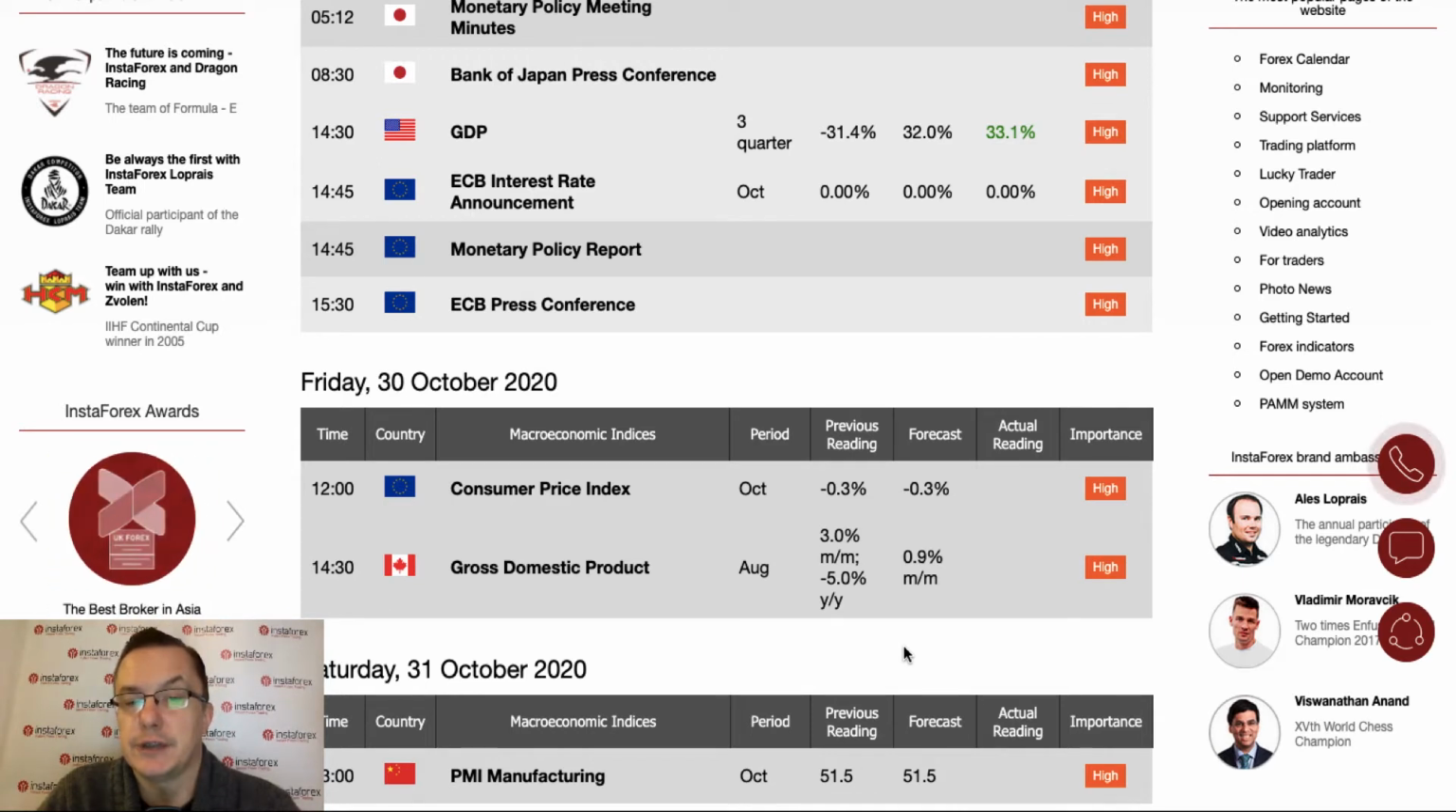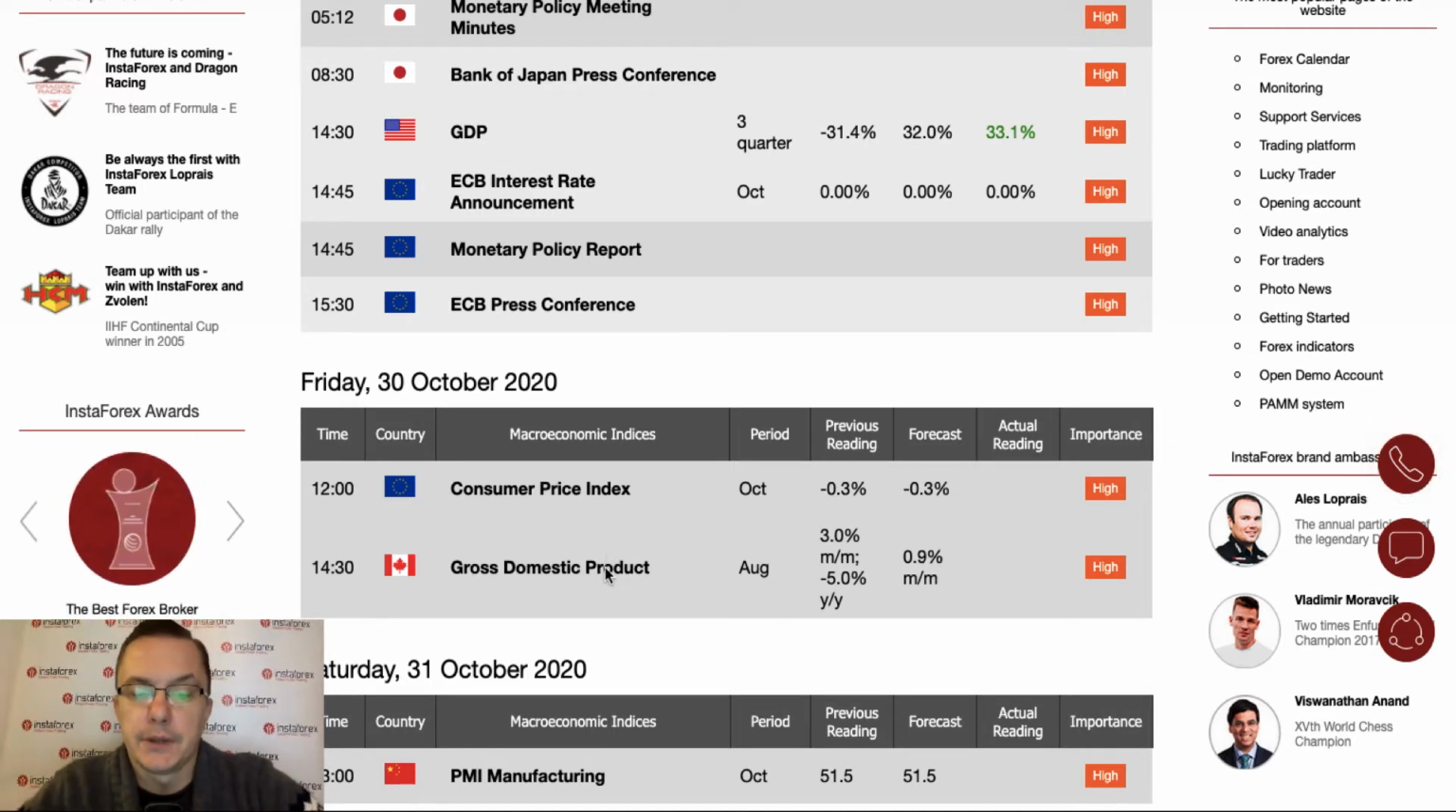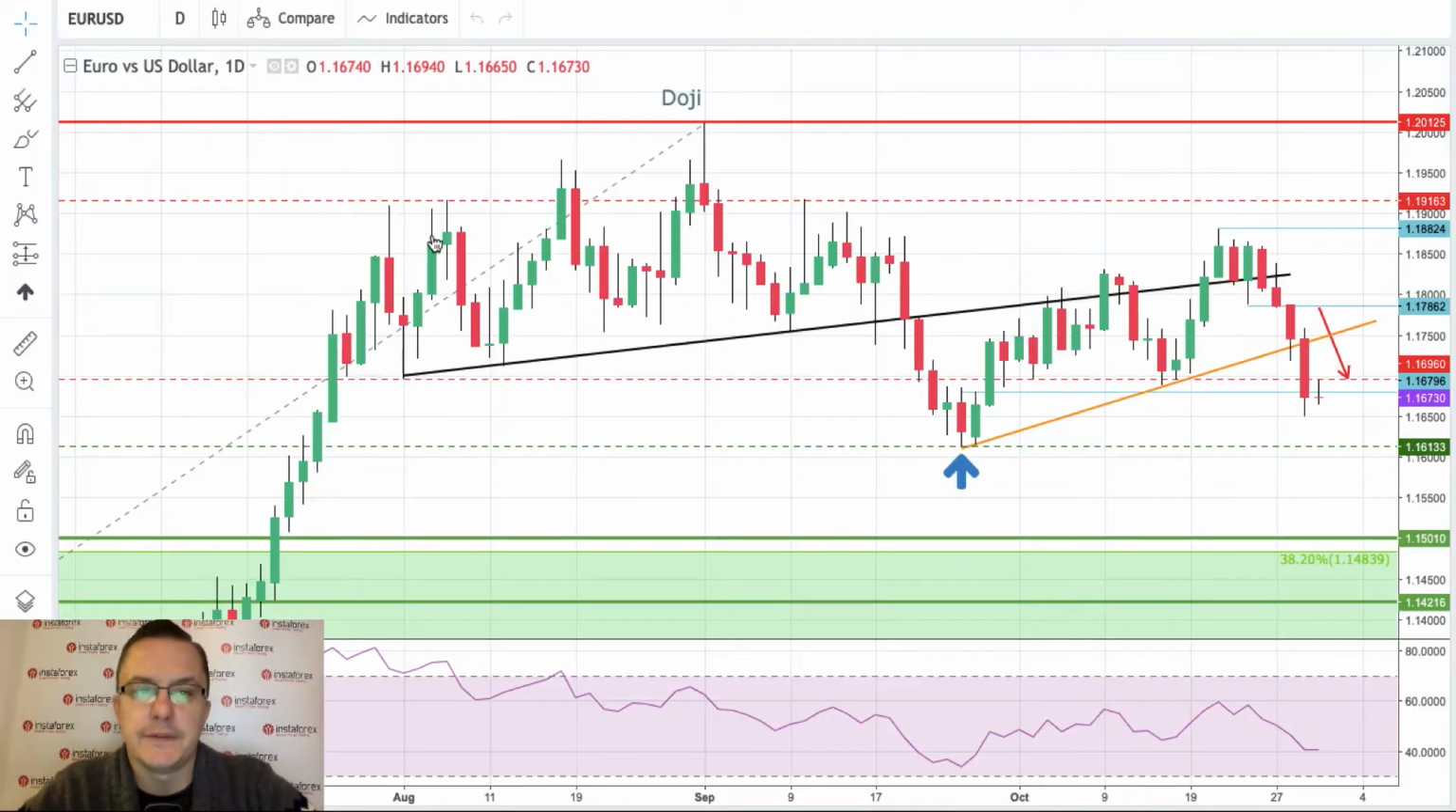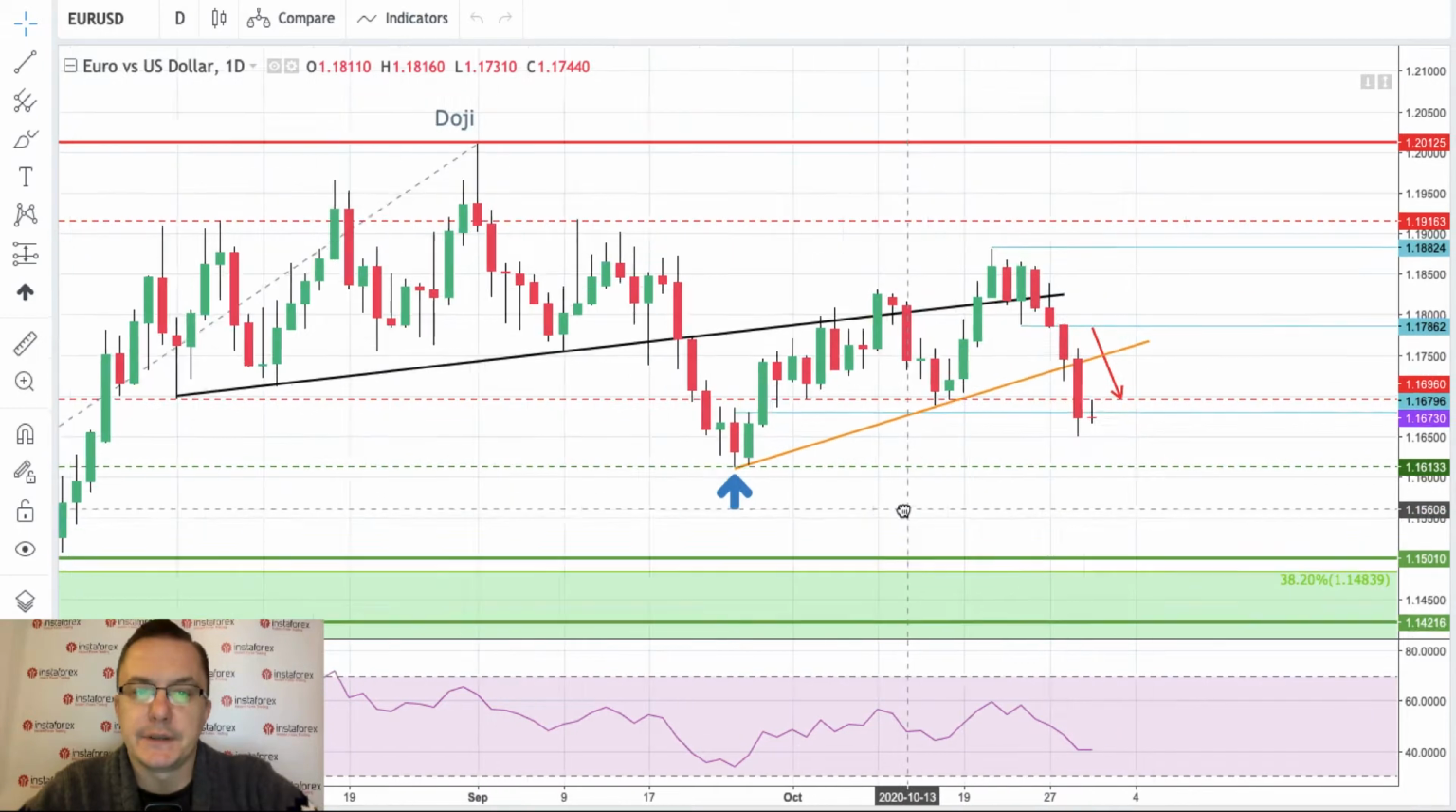I think we should take a look at the American dollar to Japanese yen. We should take a look at the euro dollar, of course, because we got the consumer price index, and we see how was the impact on the chart from yesterday's interest rate announcement, and then we are going to see what is going on with the US dollar to Canadian dollar, and maybe we will take a look at the Aussie as well. So let's start with the euro dollar. I think it's the best thing we can do for now.